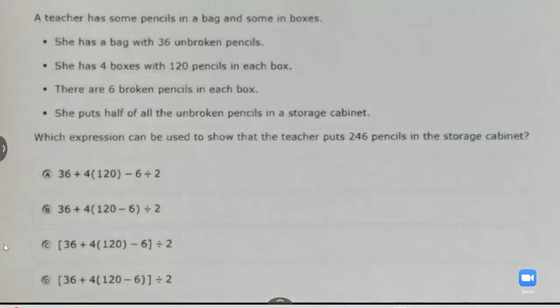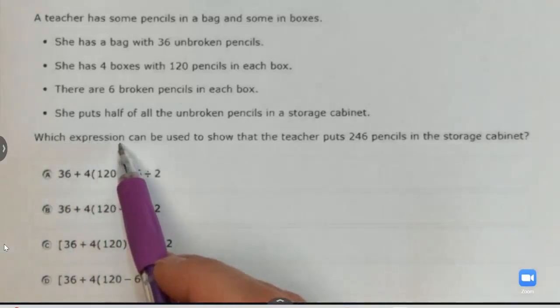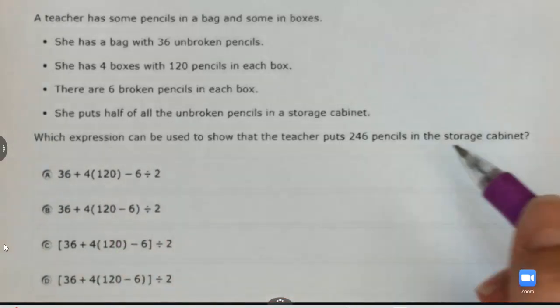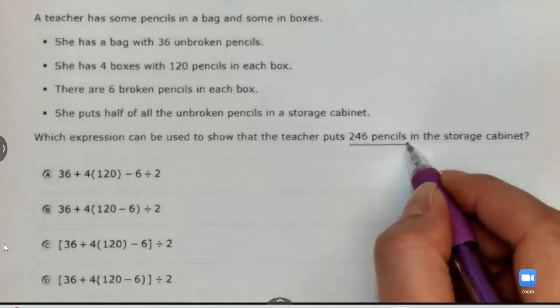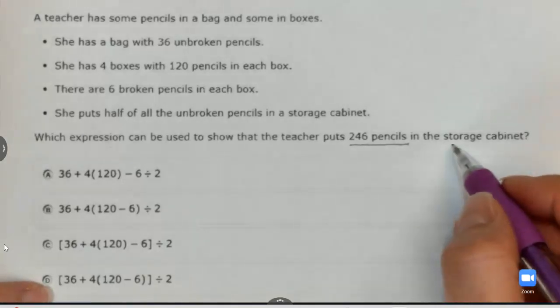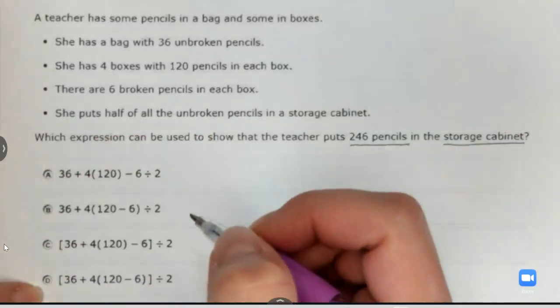Question with expressions as answer options. I'm going to go to my question sentence first. Which expression can be used to show that the teacher puts 246 pencils in the storage cabinet? So we're talking about pencils, and the teacher is placing them in a storage cabinet. Okay, I'm going to rewrite this.